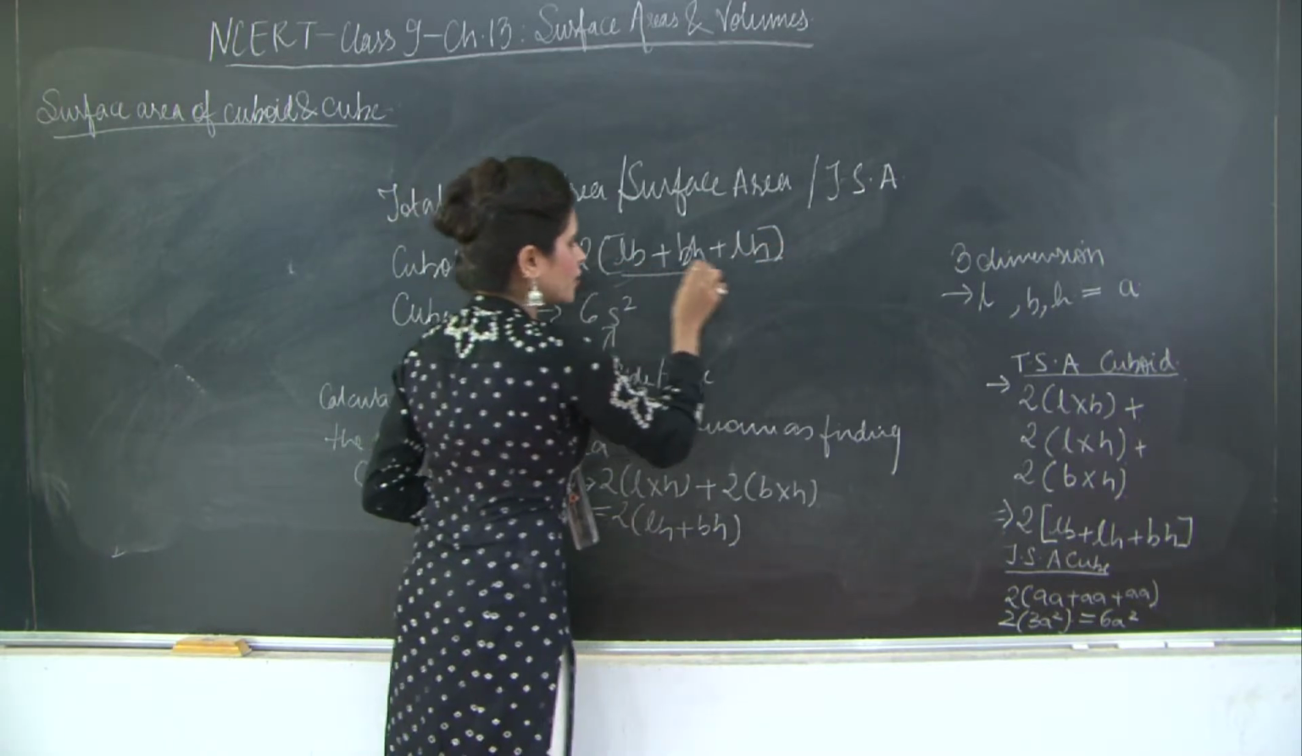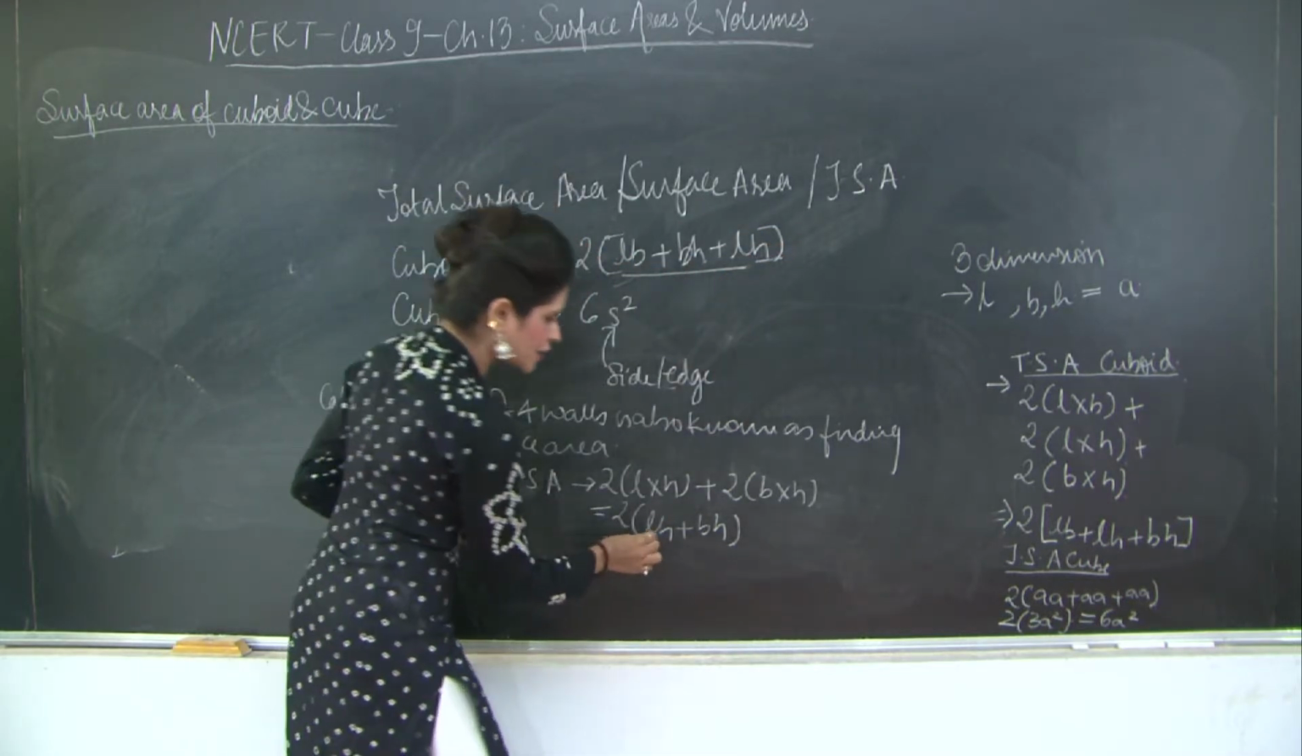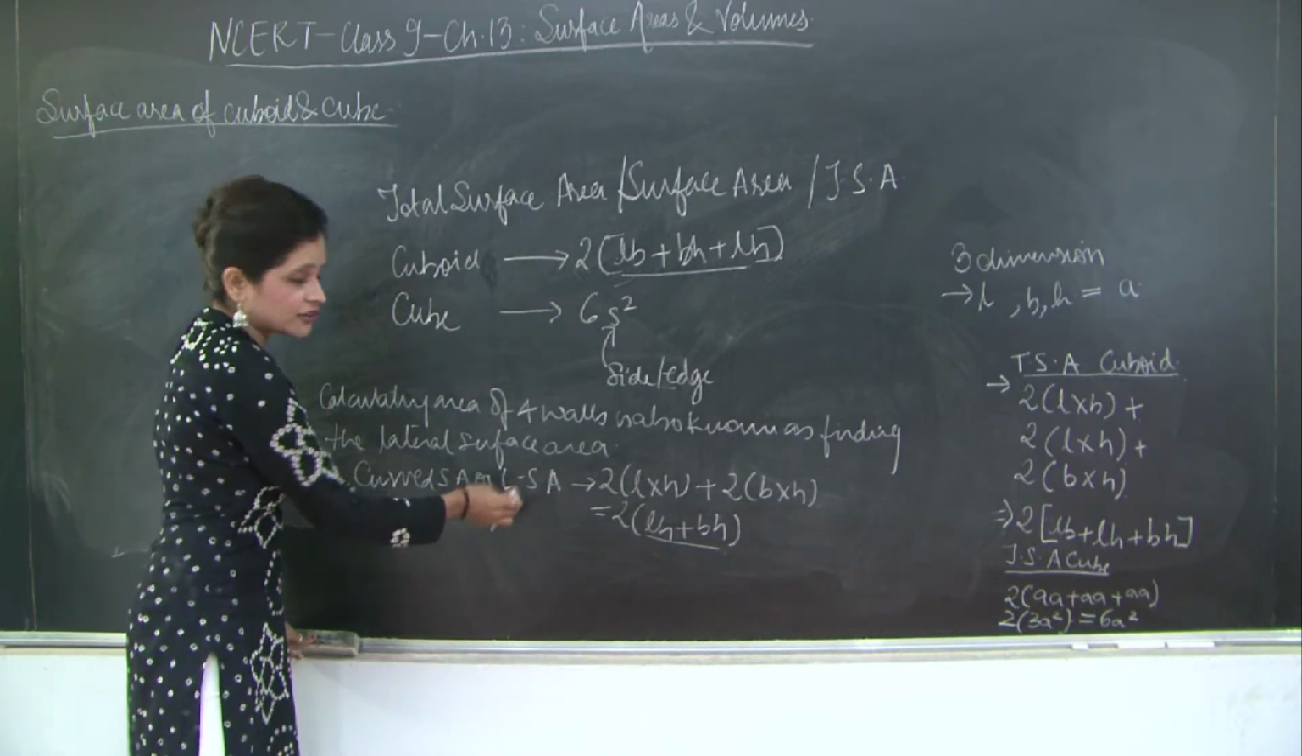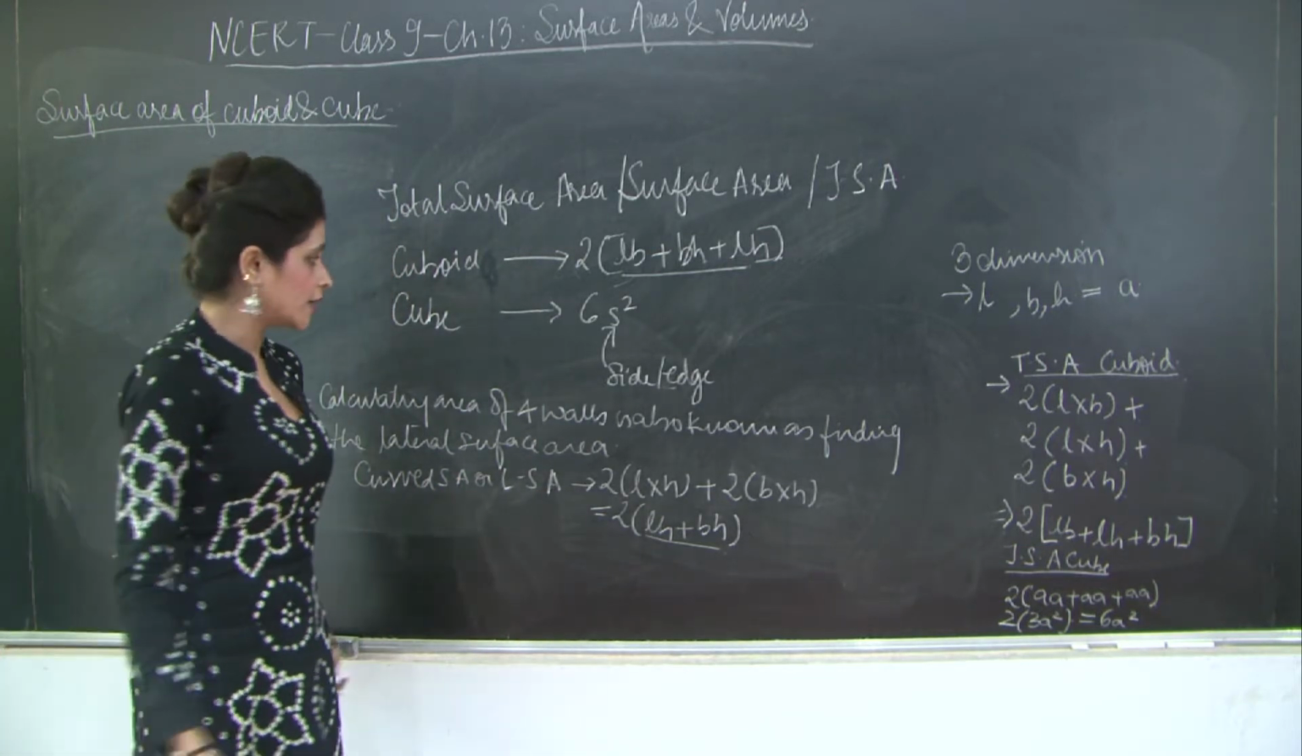So this entire term comes together within the bracket. Similarly over here. So this was about finding the lateral surface area of a rectangular cuboid.